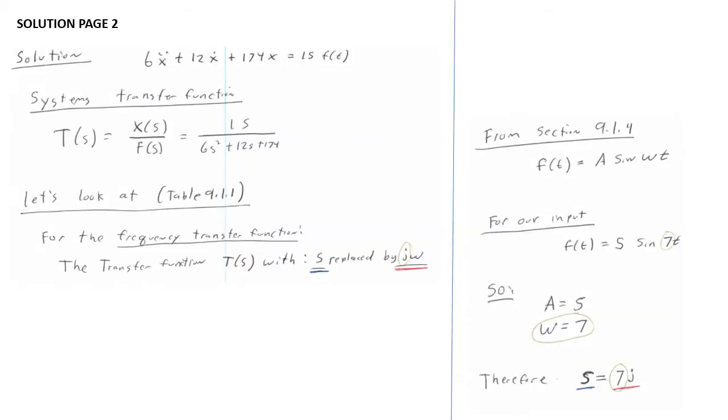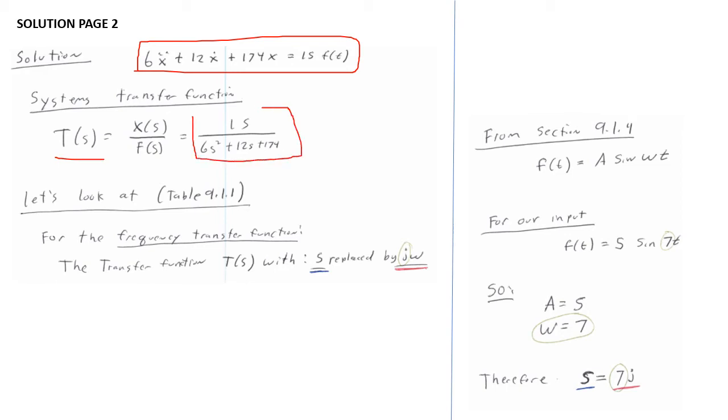For the next part of our solution, I rewrite our general equation down here: 6x double dot plus 12x dot plus 174x is equal to 15 f of t. And our transfer function, T of s, is equal to 15 over 6s squared plus 12s plus 174. Now we can go over to table 9.1.1, and for the frequency transfer function, the transfer function T of s has s replaced by j omega.